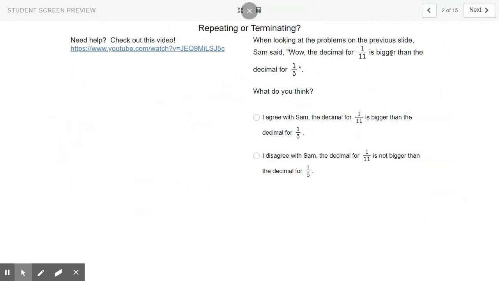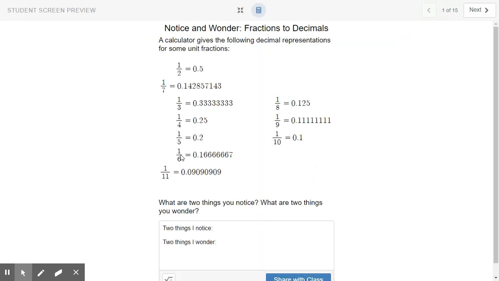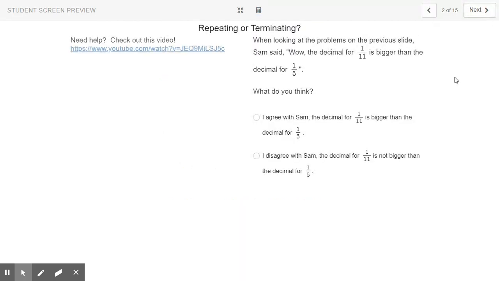Okay, so now what I need you to do is to look at this here. It says, when looking at the problems on the previous slide, Sam said, wow, the number for 1/11th is bigger than the decimal for 1/5. What do you think? So Sam's saying that this number here for 1/11th is larger than the number for 1/5. So I want you to go ahead and type in, which one do you agree with? Sam? Do you agree with Sam or do you disagree with Sam? If you're not sure, check this video out.